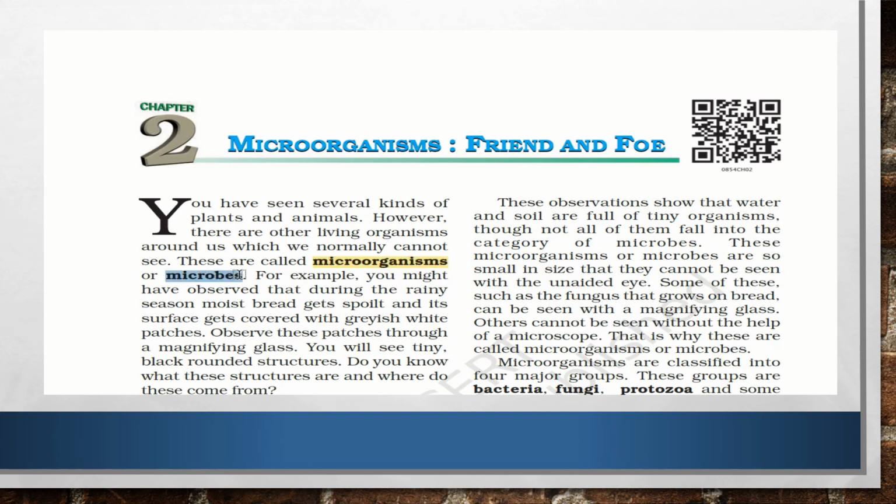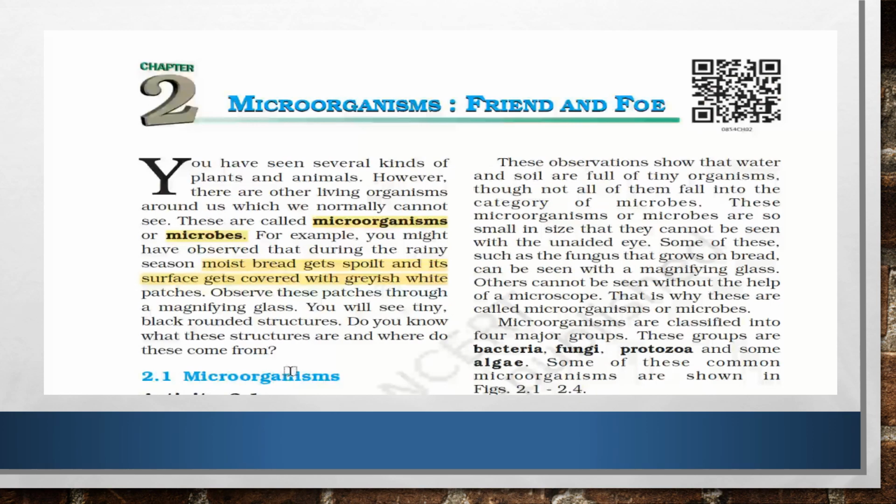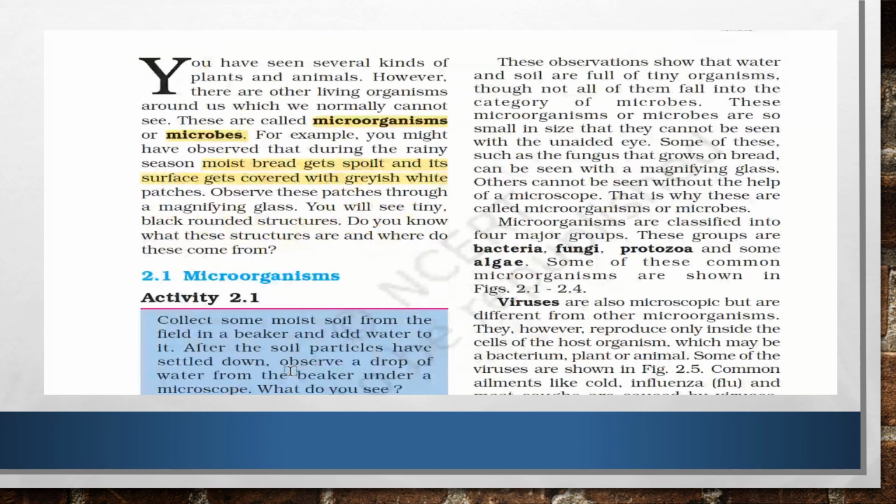Now, for example, during rainy season, we see that the moist bread gets spoiled and its surface gets covered with grayish white patches. These can be observed under the magnifying glass. You will see black rounded structures. And do you know where these structures come from? These are microorganisms, and the branch of science which deals with microorganisms is called microbiology.